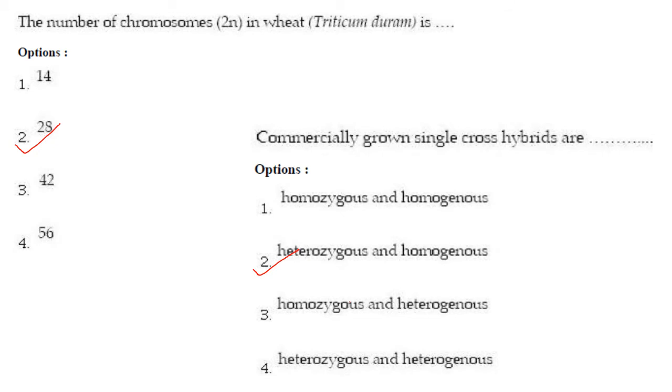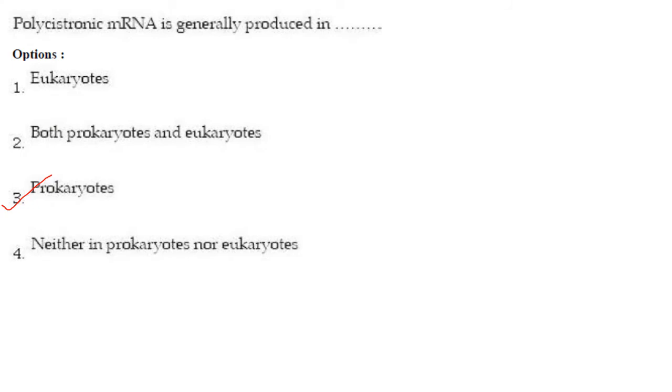Next one. Commercially grown single cross hybrids are option 1, homozygous and homogeneous, 2, heterozygous and homogeneous, 3, homozygous and heterogeneous, 4, heterozygous and heterogeneous. Answer is option 2, heterozygous and homogeneous.